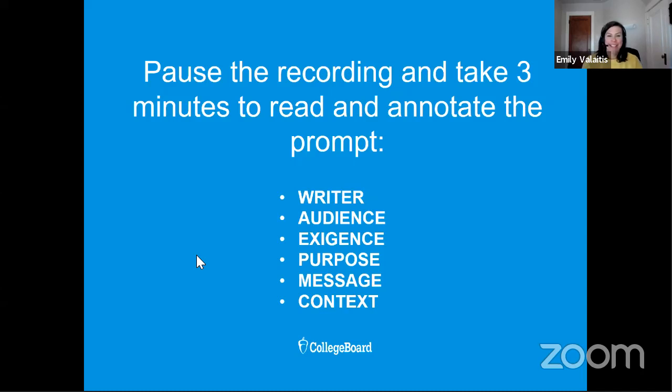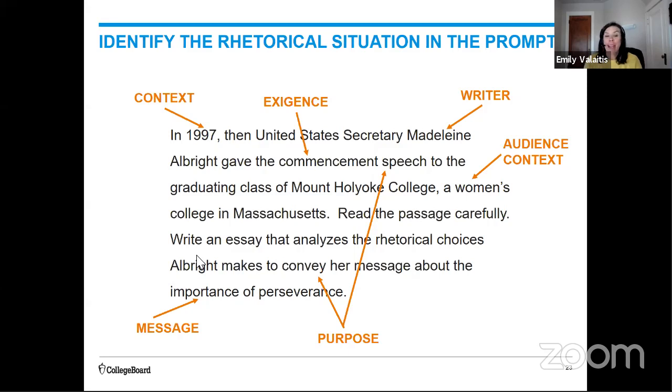All right, so if you were marking up your passage, or your prompt, it might look something like this. The context kind of comes in two places, I think. So 1997, and then a women's college in Massachusetts. That also tells us a little bit about our audience, that they're coming from a women's college. They're graduating college, but they went to an all-girls school.